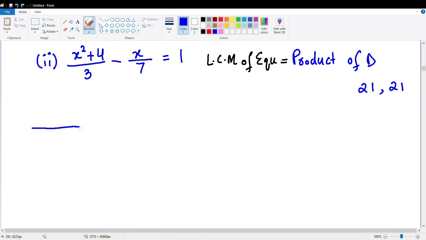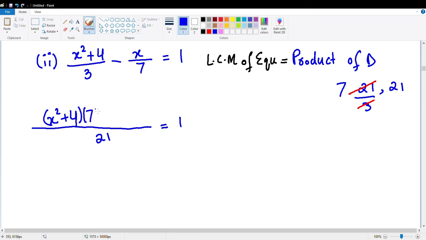Let me just draw. Okay, let me write 21 equals 1. So now we're solving these two. We need to determine what will multiply with x squared plus 4, and what will multiply with x. To do so, first we need to divide the LCM, which is 21, by 3, which is the first denominator. When we divide it, we get 7, because 3 sevens are 21. So x squared plus 4 will multiply with 7.